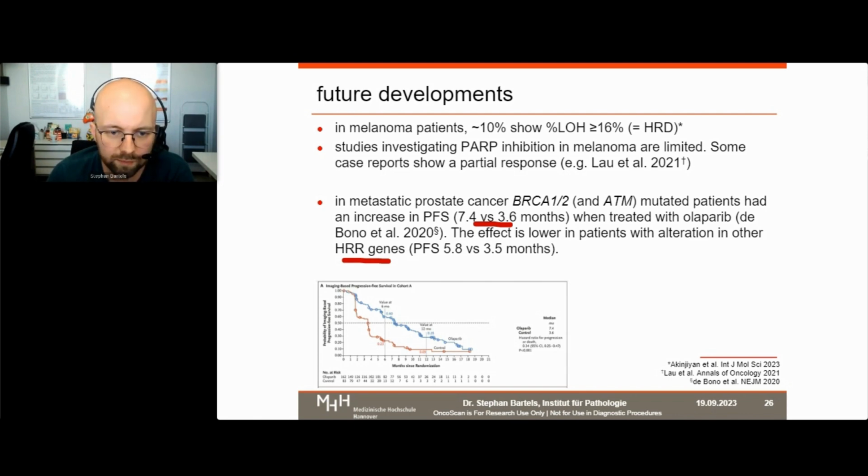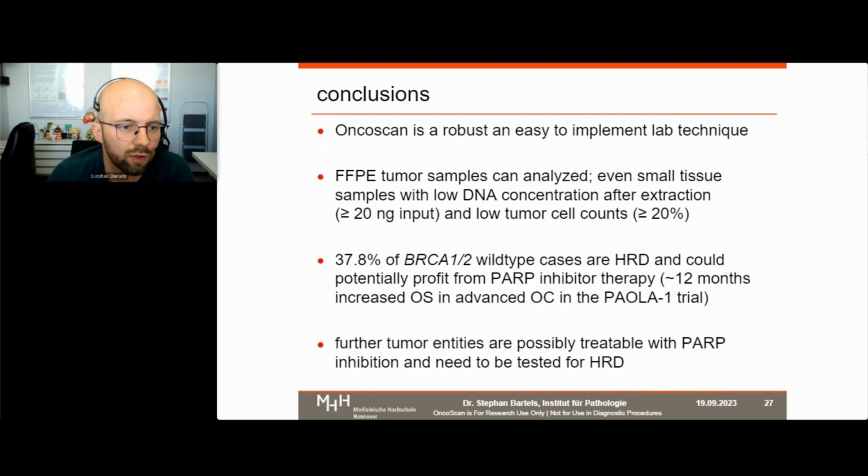So my conclusions are: OncoScan is a very robust lab technique, easy to implement. The data analysis is easy to implement in the lab.